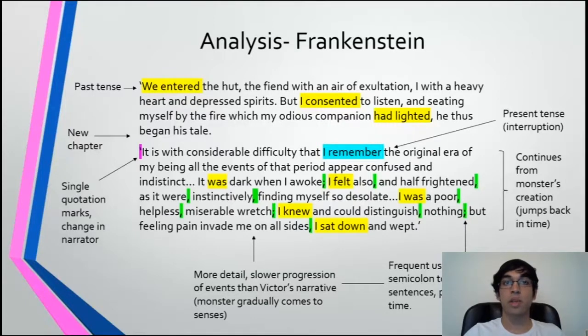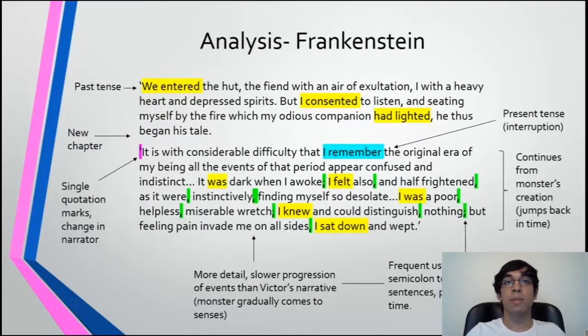As I've mentioned, we can also look at the length of sentences to determine how fast or slow time is flowing. If you look at the last two sentences, lots of semicolons and commas are being used to join bits of information together and create really long sentences. In terms of description, we might notice that the monster takes a lot more time to describe his own thoughts and feelings than Victor, who uses about a sentence to describe the feelings of both him and the monster.